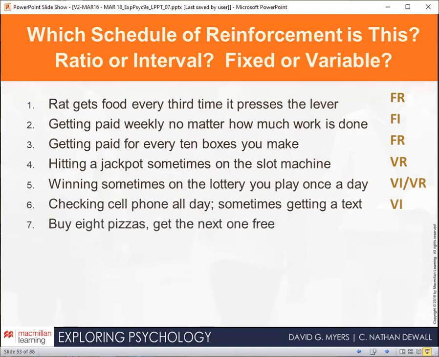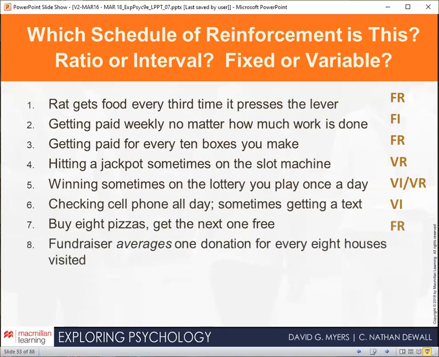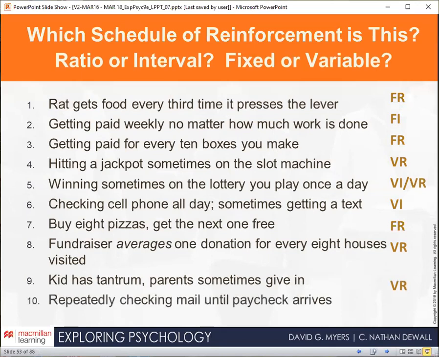Buying 8 pizzas, get the next one free, fixed ratio. Fundraiser averages 1 donation for every 8 houses visited, variable ratio. Kid has a tantrum, parents sometimes give in, variable ratio. And number 10, repeatedly checking mail until paycheck arrives, fixed interval. So the notion here is that we have a variety of ways in which intermittent schedules of reinforcement can be done. And they all have a slightly different effect on the organism whose behavior is being adjusted or reinforced.